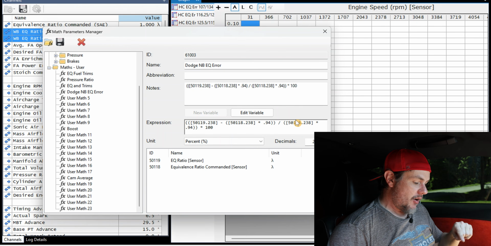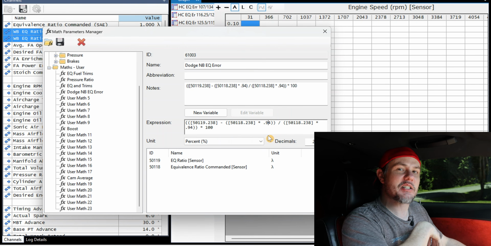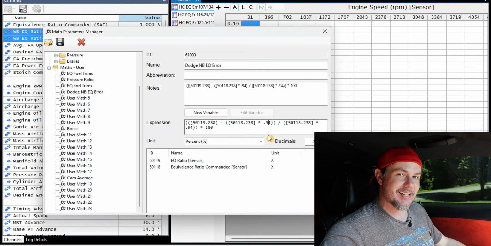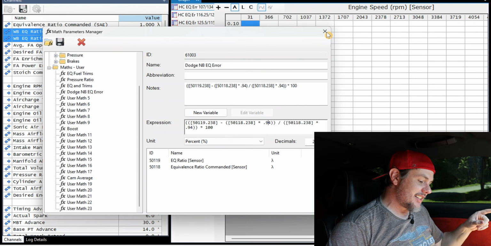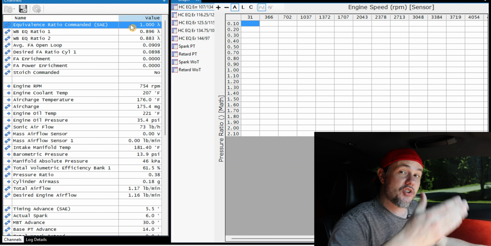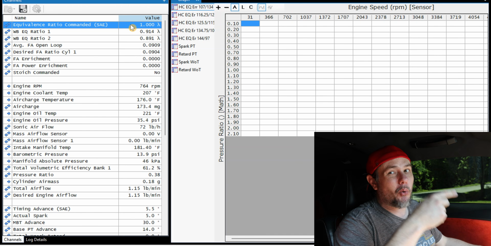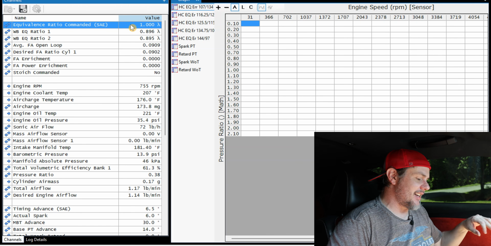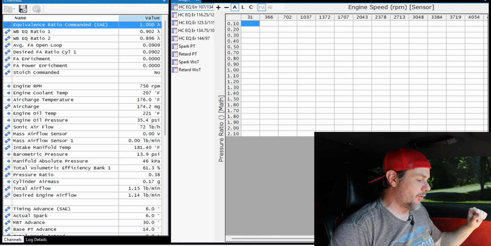And you can see everywhere that I have my commanded, I've taken it and I've multiplied it by 0.94. I've taken that 6% out of the value itself and then done the error math. And what that does is essentially it makes our EQ ratio commanded, whenever it's 1, actually be 0.94 that is commanding. And so we are going to be targeting 0.94 on our wideband.